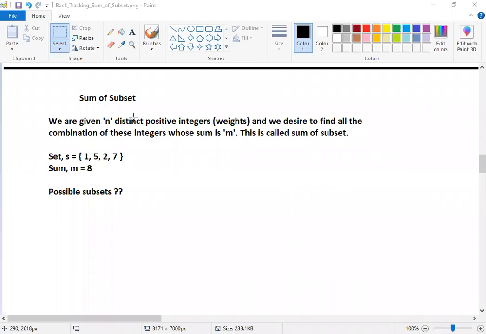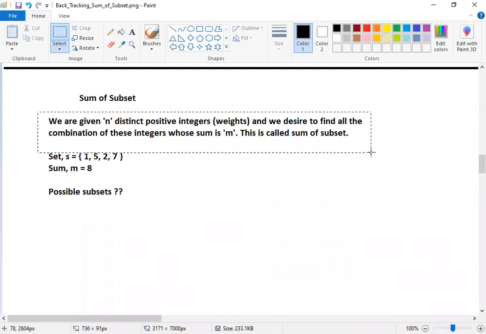Welcome students. In today's class, we will go through another application of backtracking. The problem here is the sum of subset. Okay. Now, the definition of a sum of subset is given here.